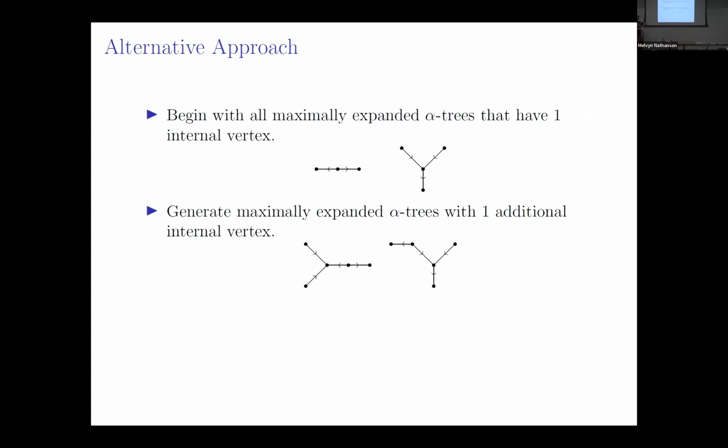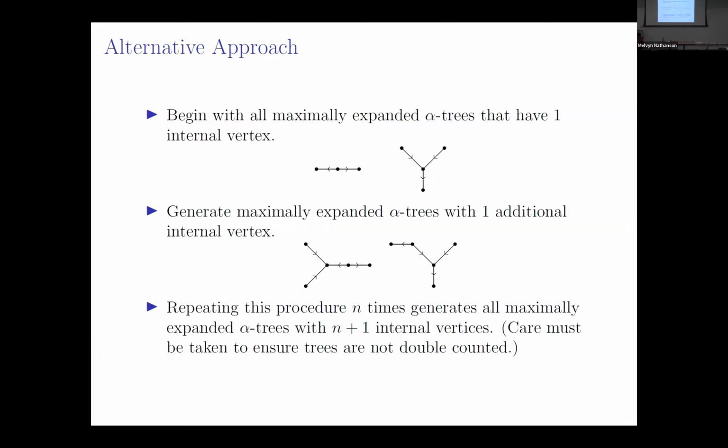The problem here is that this scheme lets you build up more maximally expanded alpha trees, but the alpha word is changing from step to step. So here, what this is really doing is it's counting all the maximally expanded alpha trees that have a fixed number of internal vertices, and they may have a bunch of different alpha words associated with them. So if you're trying to count for a specific alpha word, those trees might show up at different steps in this scheme. And so repeating this procedure n times will give you maximally expanded alpha trees with n plus 1 internal vertices, but you have to be really careful about double counting things.